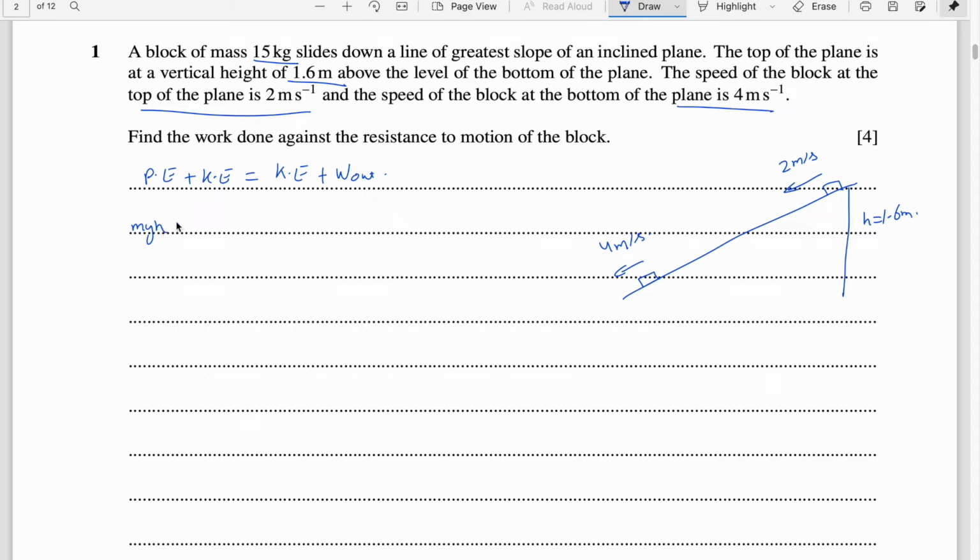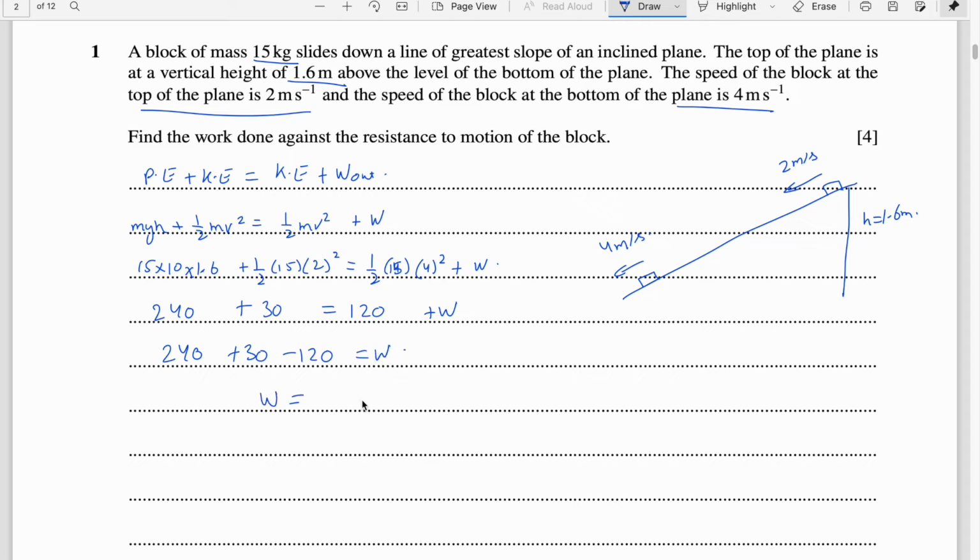So potential energy is mgh, kinetic energy is half mv squared, kinetic energy half mv squared, and work done against resistance. Just plug in the values. Mass given is 15, gravity 10, height is 1.6. Half, mass is 15, speed at the top is 2 squared, and speed at the bottom, also known as final velocity, is 4, and work done. So this is 240 plus 30 equals 120 plus work done. So 240 plus 30 minus 120 is work done. So work done against resistance is 150 joules.